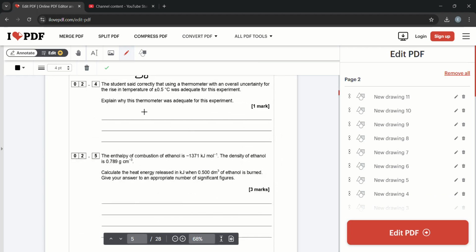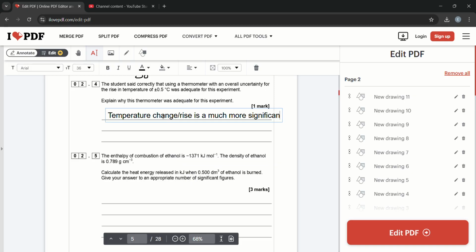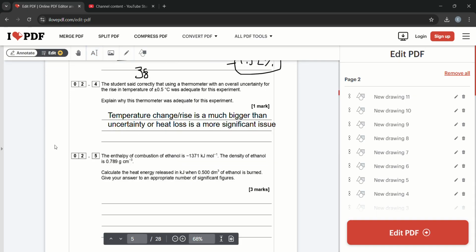And then 2.4, the student said correctly that using a thermometer with overall uncertainty for the temperature rise of 0.5 degrees Celsius was adequate for the experiment. Explain why the thermometer was adequate. The idea being that the temperature change or rise is much bigger than the uncertainty, or that heat loss is a more significant issue. One of the two should be fine.